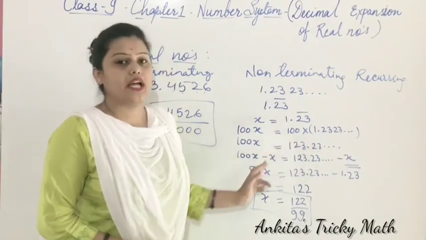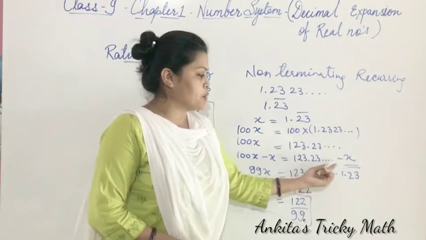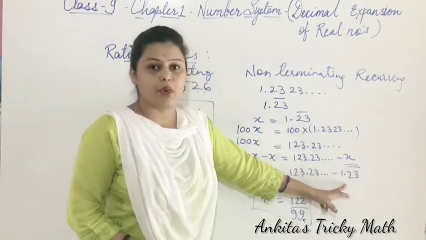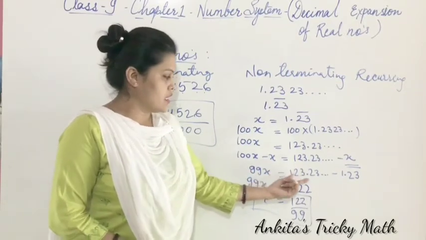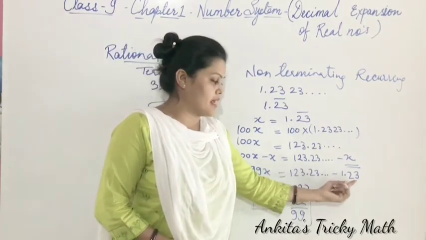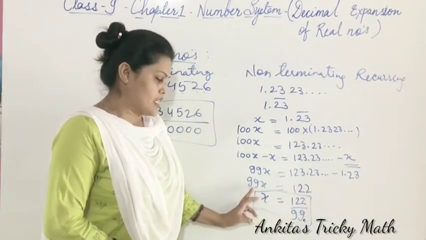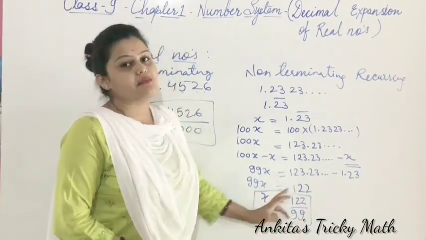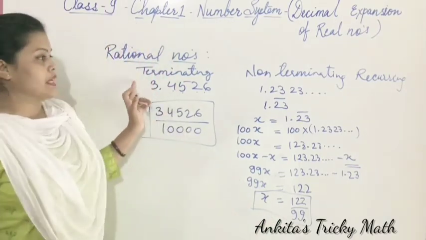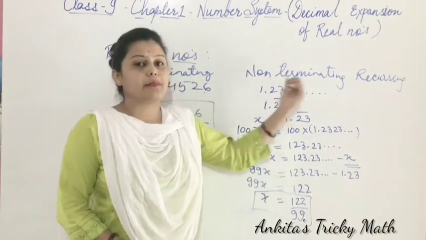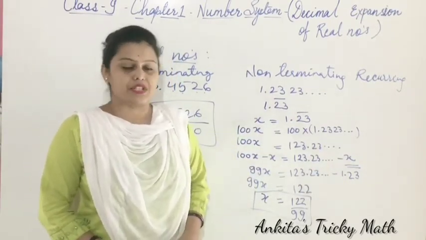Now subtract x both the side. 100x minus x किया और इधर 123.23 minus x. x की वैल्यू क्या है? 1.23. Now 100x minus x हो गया 99x. 123.23 minus 1.23 will give 122. So transfer this 99 here. x value is 122 upon 99, which shows that terminating and non-terminating recurring are the decimal expansion of rational numbers.